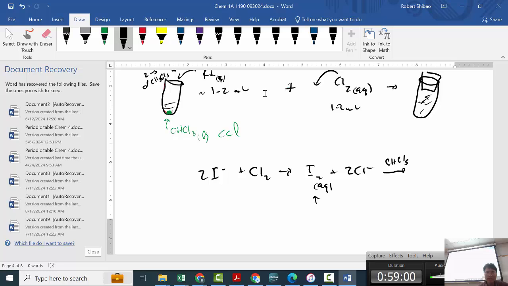Iodine aqueous is kind of a light purple, but iodine much prefers chloroform over water. So we're trying to extract the iodine from the aqueous layer into the chloroform layer. This is called solvent extraction. If we don't use too much chloroform, this should come out bright purple.